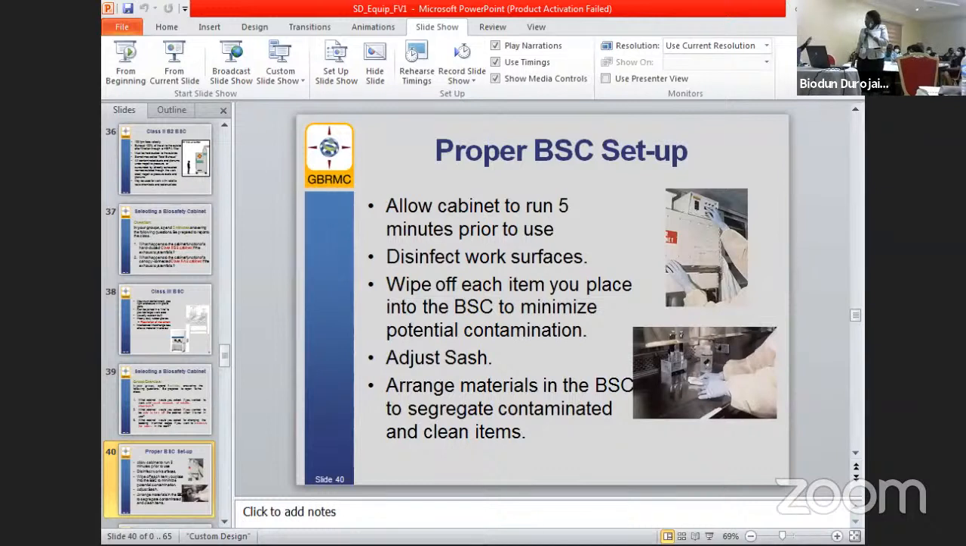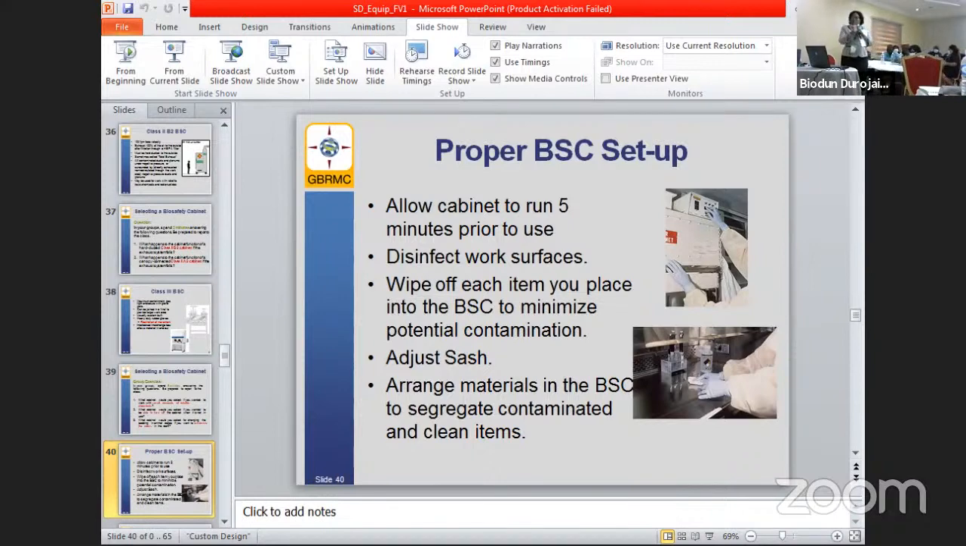And we need to also adjust the sash, for efficiency in the operation of the BSCs. Secondly, for safety, that it is not too high. And for stability of the sash itself, that it does not vibrate and just come down. Sometimes it does. So these are all the things you need to do before.